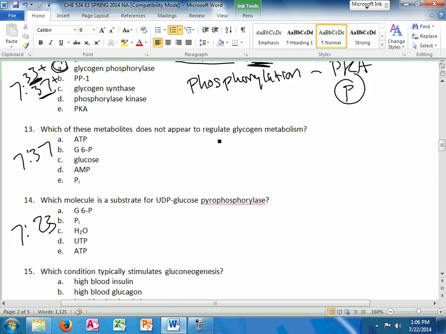Which of these metabolites does not appear to regulate glycogen metabolism? Slide 37 is the good regulation summary slide. All of these are listed at some point. Make sure to know where and what enzymes these work on. I don't think I've ever seen phosphate work in any sort of regulation, all through biochem too. Obviously, energy charge does. Liver phosphorylase is working with the glucose, and G6P acts in there as well.